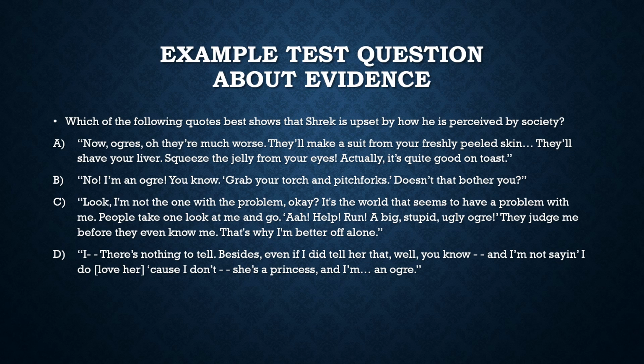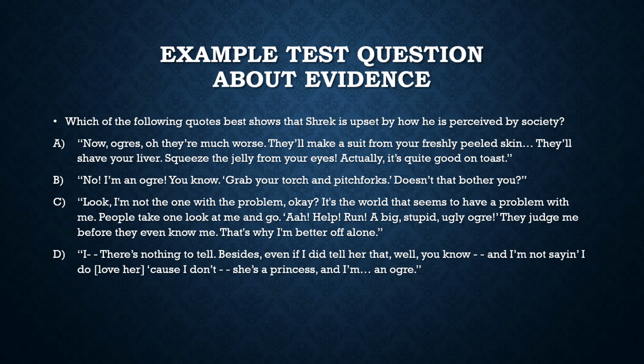Let's look at B. "No, I'm not an ogre, you know. Grab your torch and pitchforks. Doesn't that bother you?" So here he was talking to Donkey, and this is a quote that you would definitely want to know the context of a little bit. And just as another little side tip, whenever you're looking at quotes, you don't want to take things out of context.